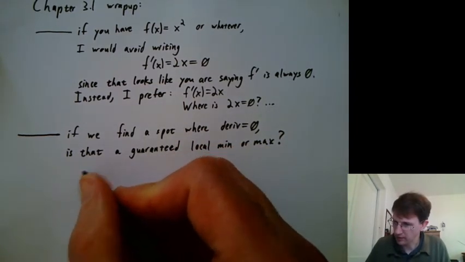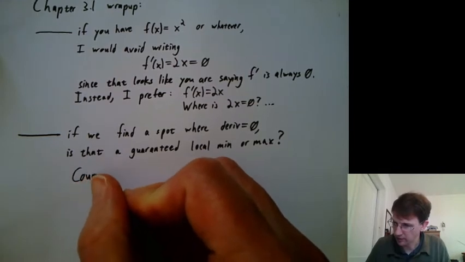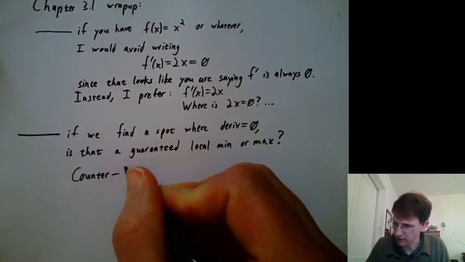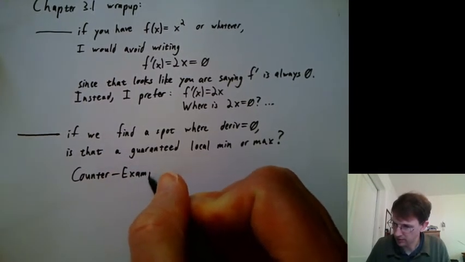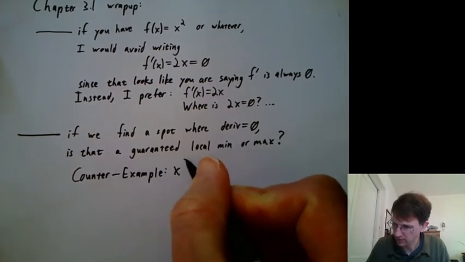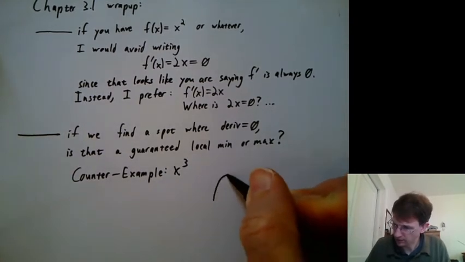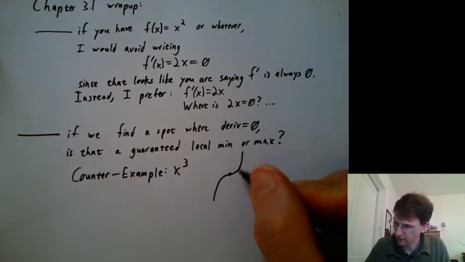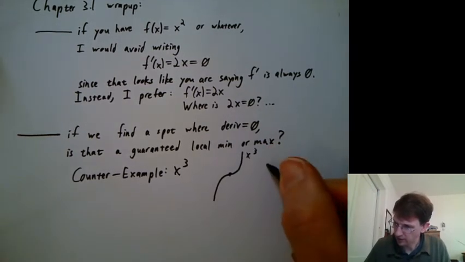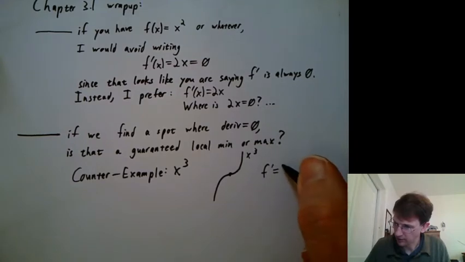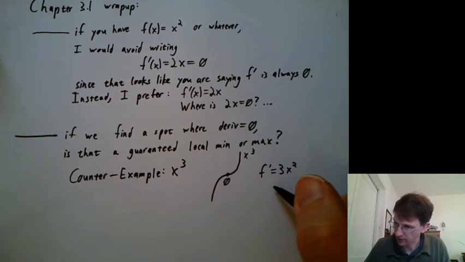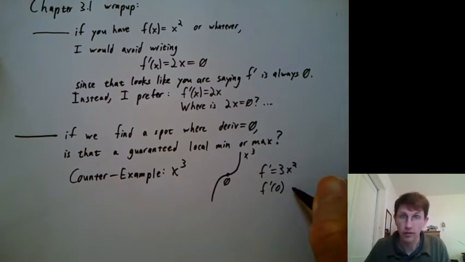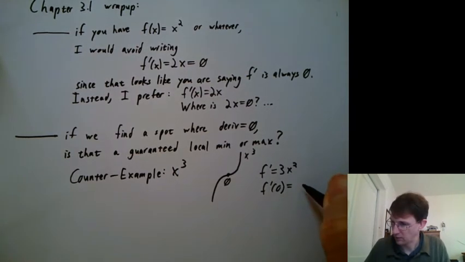So a big counterexample is x cubed. X cubed looks like this, right? Right there, so this is x cubed. F prime is always 3x squared, and here's 0. F prime at 0 is what? Just 3 times 0, or 0.